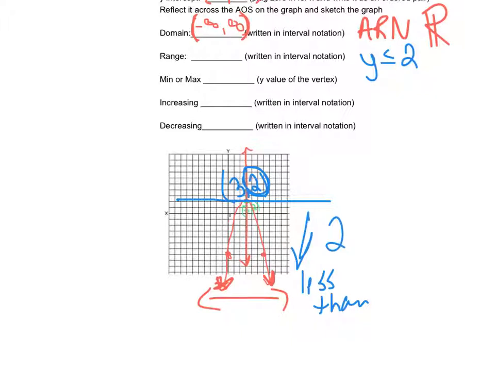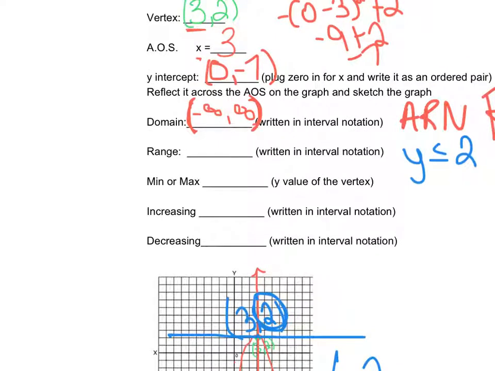So if I am going to write that in interval notation, I'm thinking, what values are less than 2? There are an infinite number of numbers that are less than 2. So I'm going to have from negative infinity, and I'm going to go all the way to 2, and I'm going to include 2, so I'm going to put that hard bracket on it.